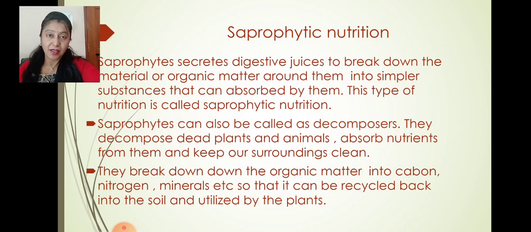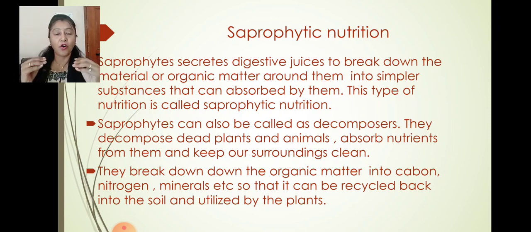Saprophytic nutrition. How do saprophytes obtain their food? They secrete digestive juices into that dead and decaying organic matter. They convert that organic matter into simple substances, and now they are able to absorb the nutrients from it. There is one more benefit: when they convert the organic matter into simpler substances, the nutrients present in it can easily mix back into the soil, and the plants which grow in that soil can utilize it for their growth.